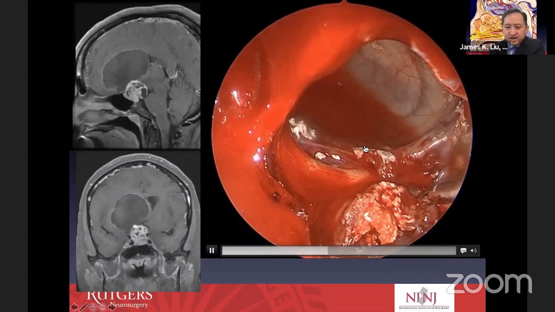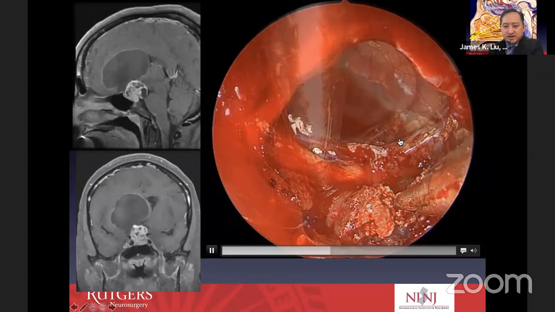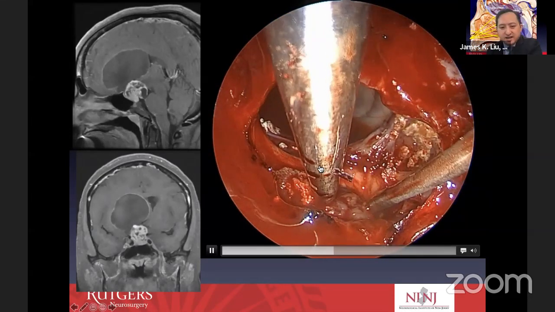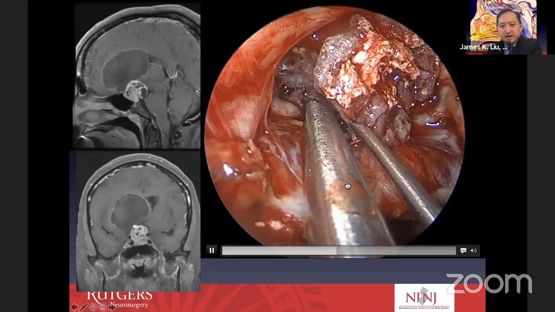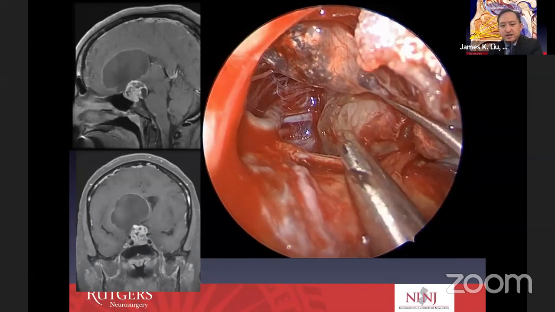Here's a very thin ACOM. So I need to disconnect the cyst wall here, disconnect the solid tumor from the cyst wall. And once I've done that, I freed up the right optic nerve. And now I can go ahead and remove this solid component of the tumor in the retrochiasmatic region.